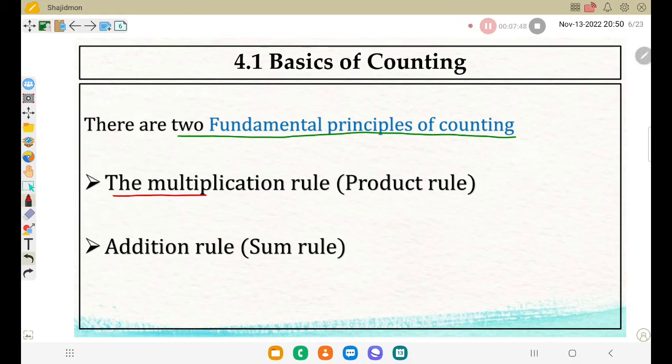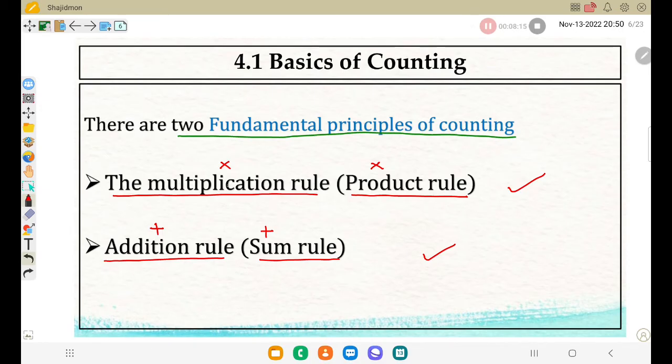One we call the multiplication rule, or the product rule. Multiplication means multiply or product, correct? The second one we call the addition rule or sum rule. Sum means plus, correct? So the sum rule and the multiplication rule are the 2 fundamental principles of counting. What is the meaning of the multiplication rule, and of the addition rule? We will discuss with some examples.